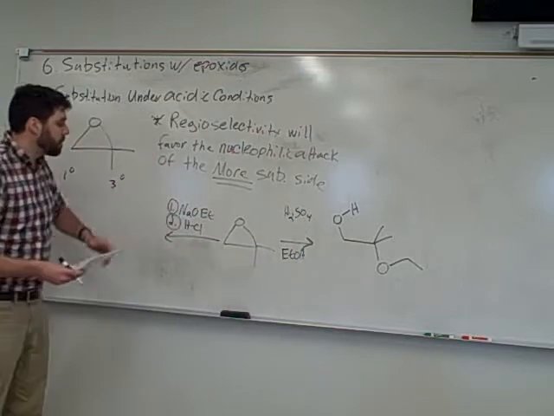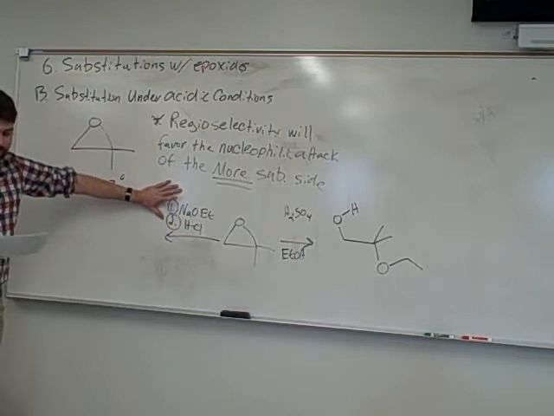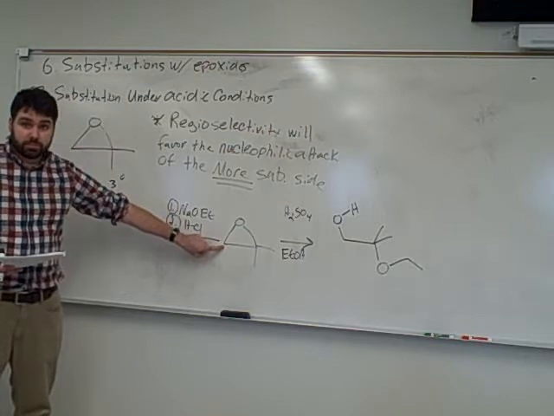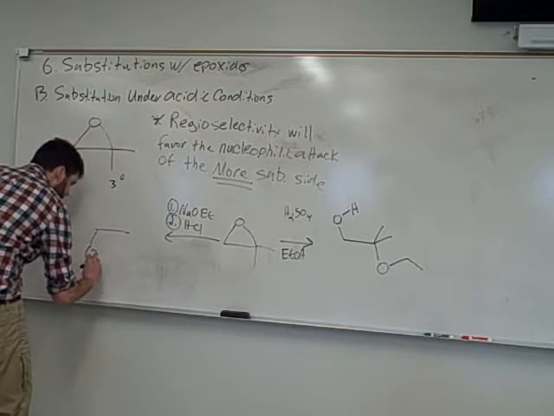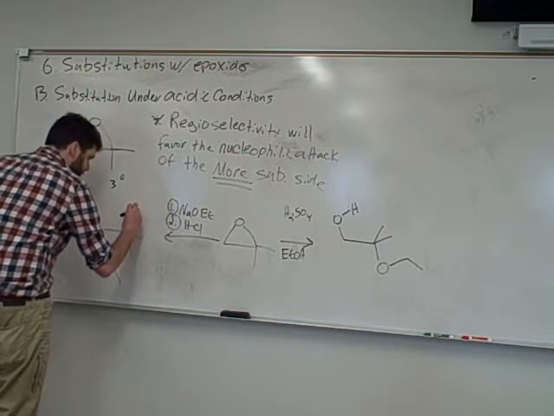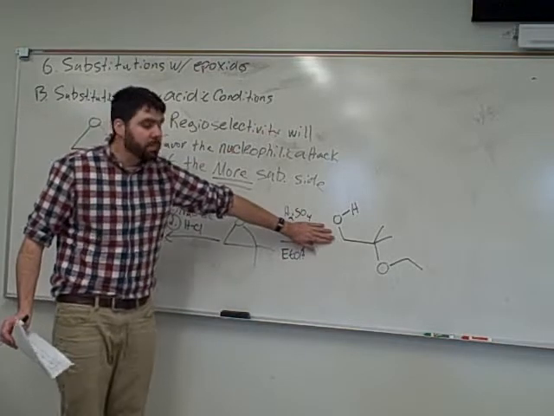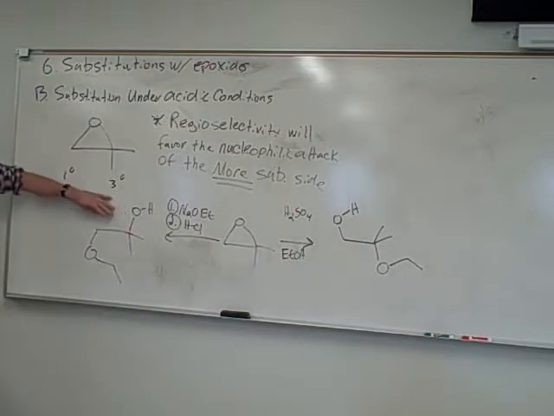What will happen is, under basic or neutral conditions, and sodium ethoxide is a relatively strong base so we can consider this quite basic, we'll preferentially attack the less substituted position, in this case the primary position. And what that will give us is the opposite connectivity of our alcohol product. Instead of being a primary alcohol because we've cracked open the ring at the tertiary position, we are now a tertiary alcohol because we've cracked open this ring at this primary position.